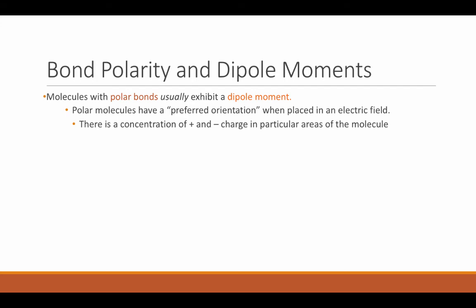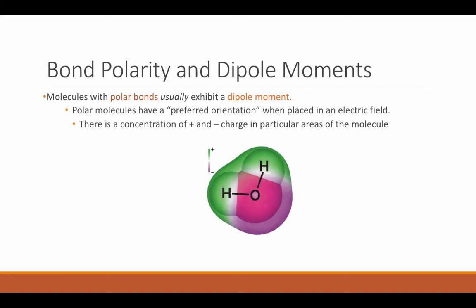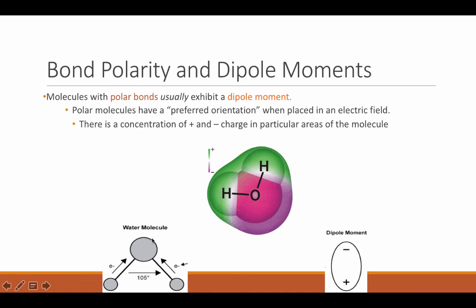This means that these polar molecules will have a preferred orientation when placed in an electric field, as we saw with the HF molecule. This is due to the fact that there's a concentration of positive and negative charge in particular areas of the molecule. Take water, for example. Here we have two polar covalent bonds between H and O and H and O. Since the oxygen has a larger electronegativity than each of the hydrogens, it will pull the electrons in each bond towards itself. Notice that we're considering each bond separately to determine the overall dipole moment.